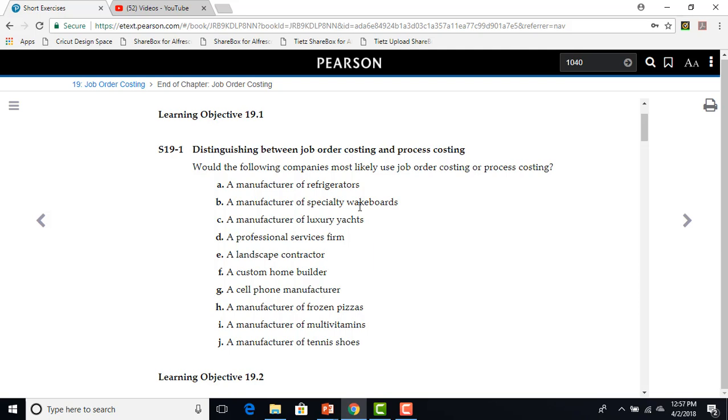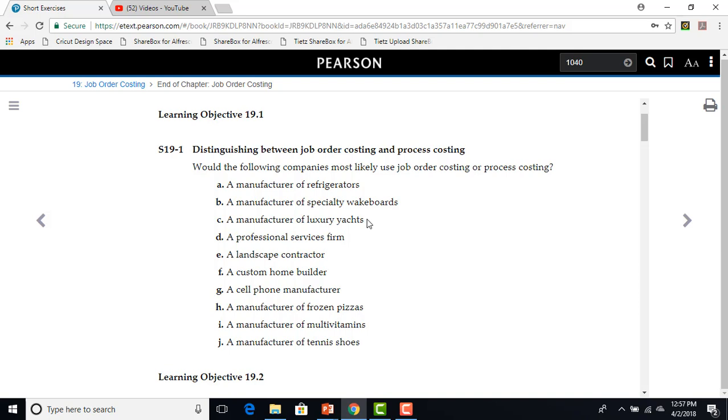All right, a manufacturer of specialty wakeboards. One word in this sentence leads me to believe that this is job order costing instead of process costing, and that's the word specialty. Because they're specialty wakeboards, I'm assuming that they're maximizing the design of the wakeboard based on the person's size, technique, whatever it is. These specialty wakeboards would be accounted for using that job order costing system instead of process costing. A manufacturer of luxury yachts would be an example of someone who uses, again, job order costing.